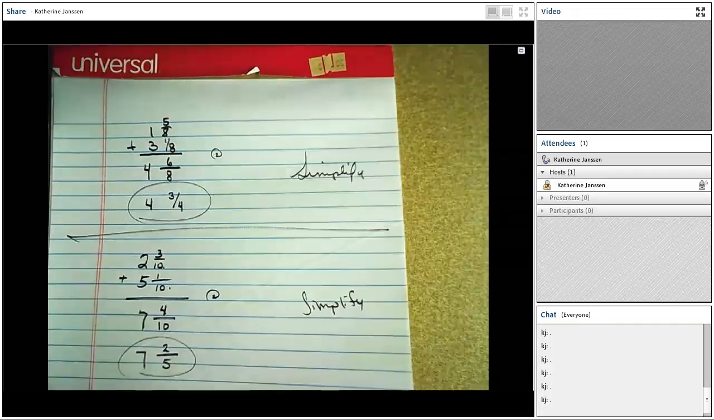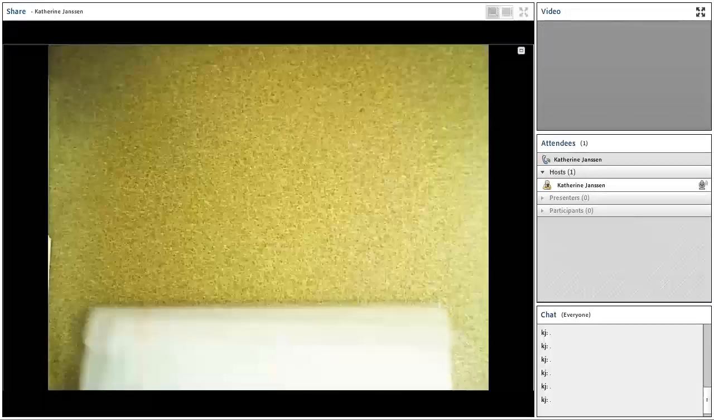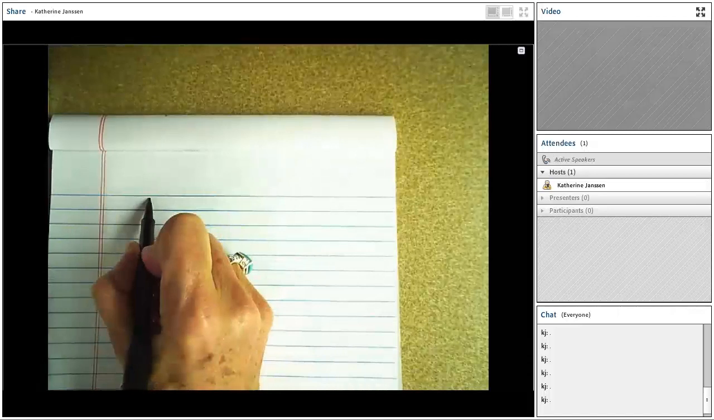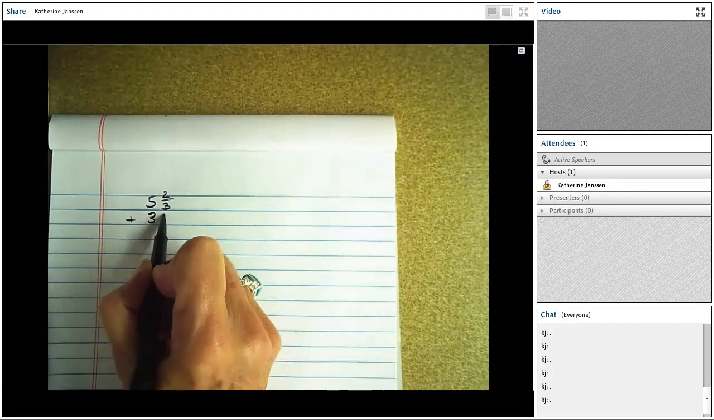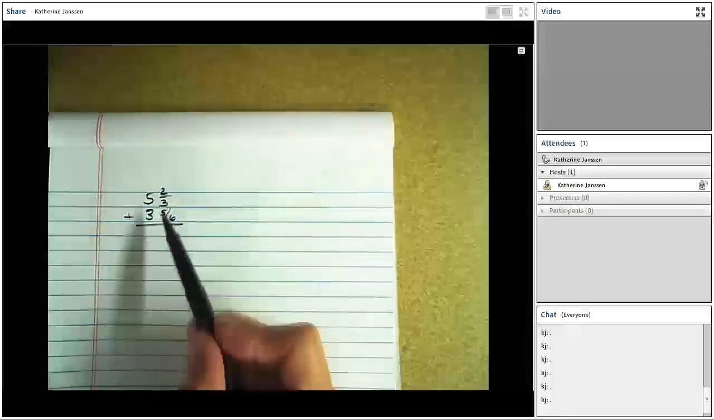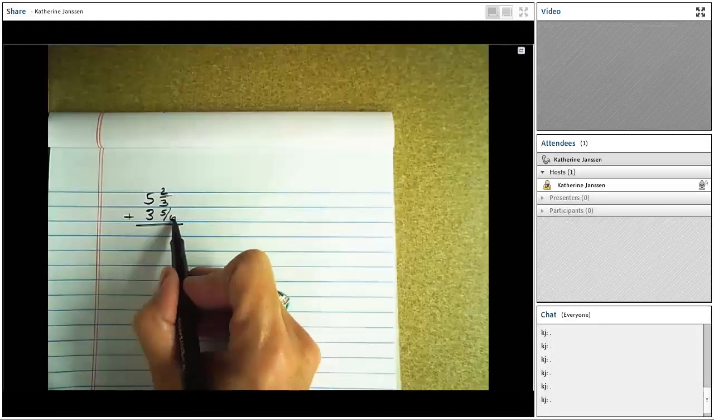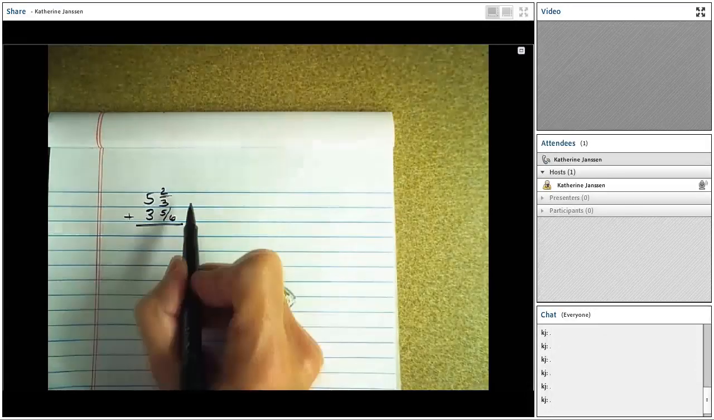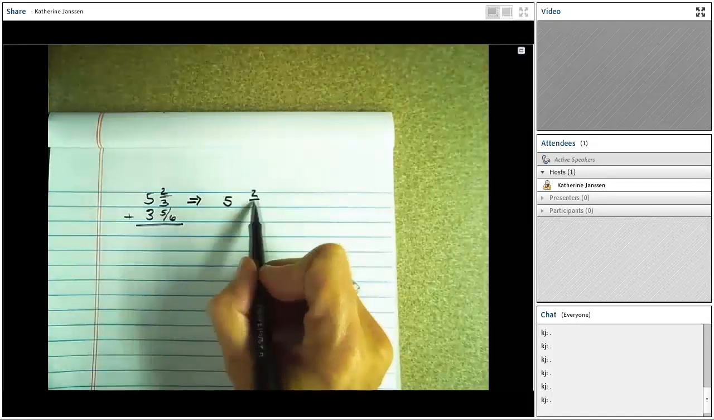So looking to add mixed numerals, when we have a whole number portion plus a fractional part, we still need to make sure that we have a least common denominator. In this case, I'm adding mixed numerals, a whole number portion plus a fractional part, but I do not have common denominators. So I'm going to convert 5 2/3 to 6.